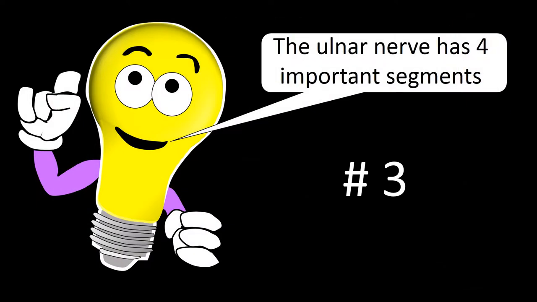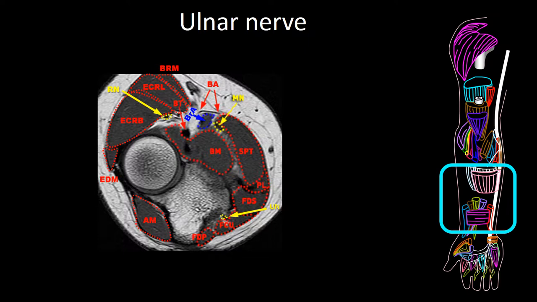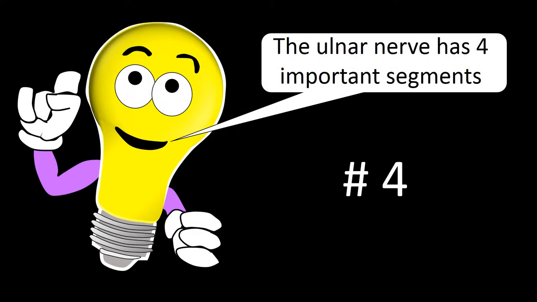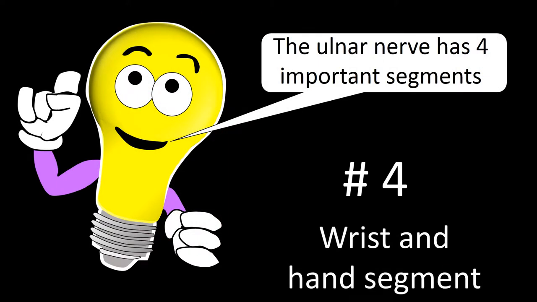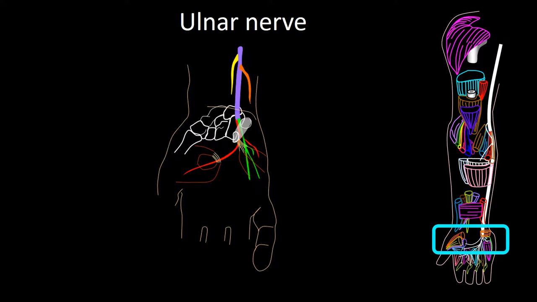The third segment is referred to as the forearm segment. In this segment, we will emphasize the relation between the ulnar nerve and the different muscles. And the fourth segment is the wrist and the hand segment. The main structure in this segment is the Guyon's canal.